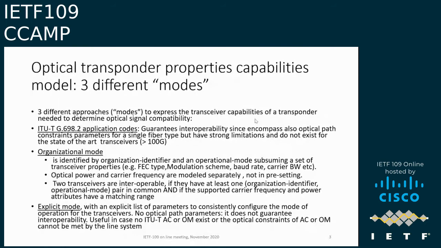Then there is the explicit mode. There is a list of parameters that practically comes from the interface model. This list of parameters can consistently configure the mode of operation of the transceiver. These parameters don't consider optical path parameters, so with this method we cannot guarantee interoperability. But it is useful in case you have no ITU-T or organizational mode, or the optical constraint of the application code or organizational mode cannot be met by the WDM system, by the line system.